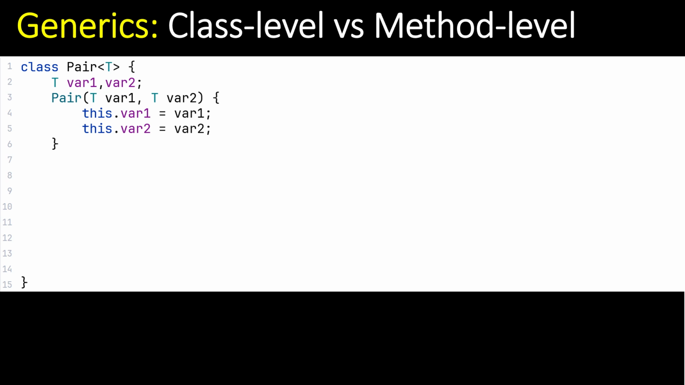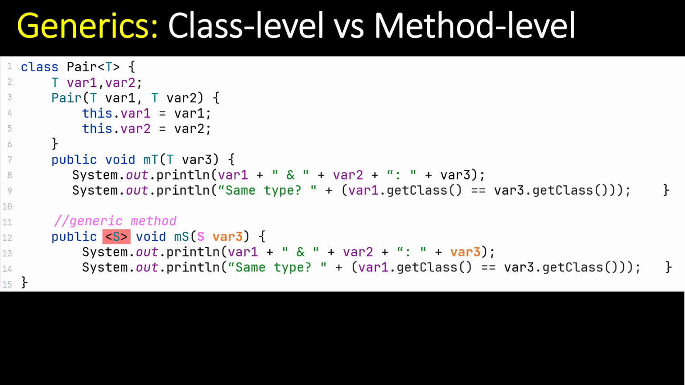When the constructor is called, it receives two inputs, both of type T, and uses them to initialize the variables var1 and var2. At that moment, T is no longer just a placeholder. It becomes a concrete type, such as String, Integer, or any other object type, depending on how the Pair object is created. As a result, both variables are guaranteed to be of the same consistent type within that object, ensuring type safety while still keeping the class flexible and reusable.